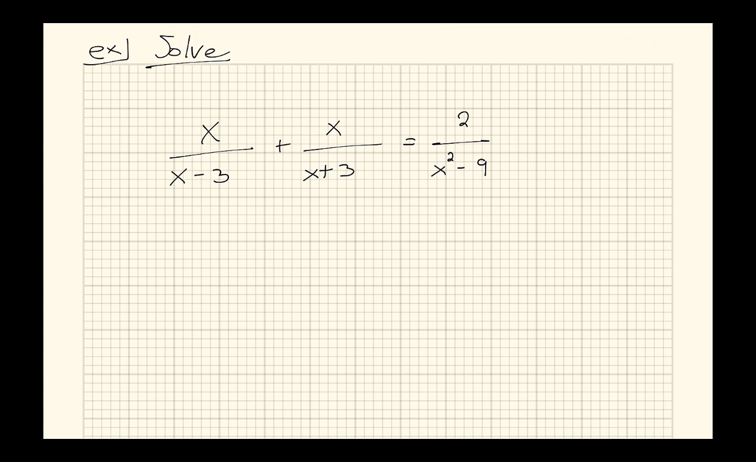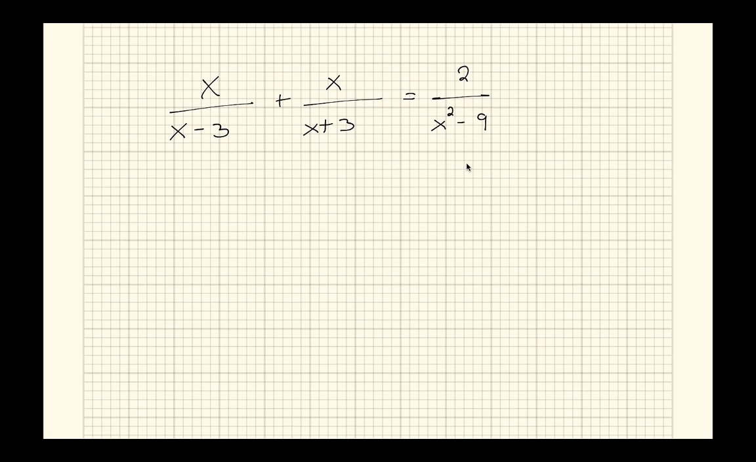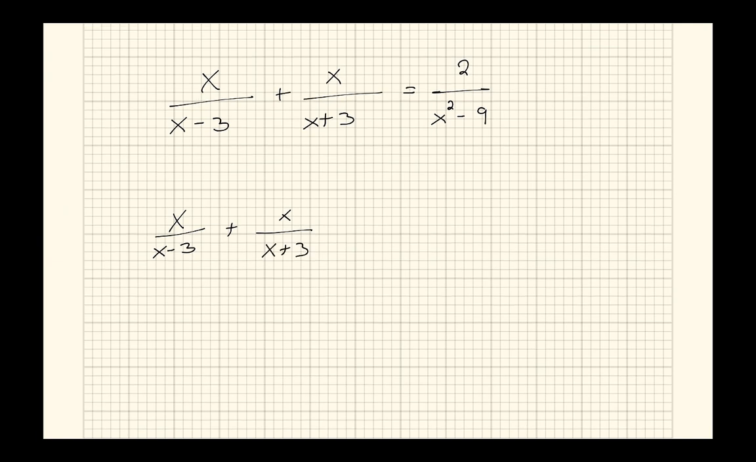This is going to be a little bit different than our steps for adding or subtracting individually. First thing we're going to want to do is factor, if we can, any of the denominators, which this one over here can. That gives us x over x minus 3 plus x over x plus 3 is equal to 2 over x minus 3 times x plus 3. Okay, that's that side in factored form.